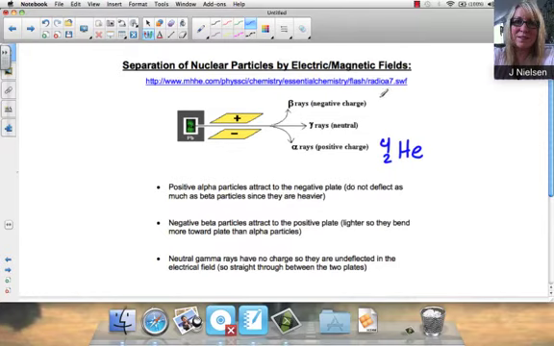Your beta particle, which is really an electron, is 0, negative 1e. That is going to be attracted toward the positive plate because opposites attract. And your gamma particles, remember, have no mass and no charge. So they would not be affected by either a positive or negative plate.